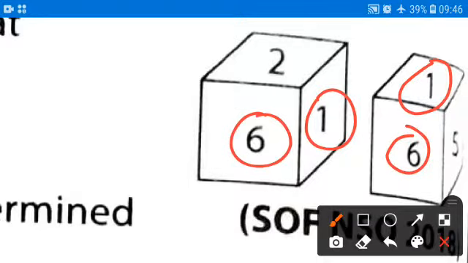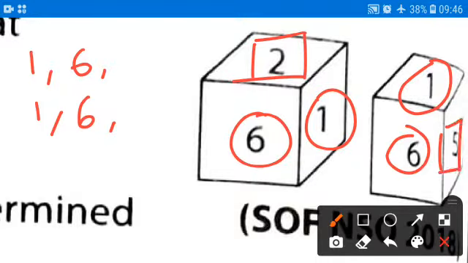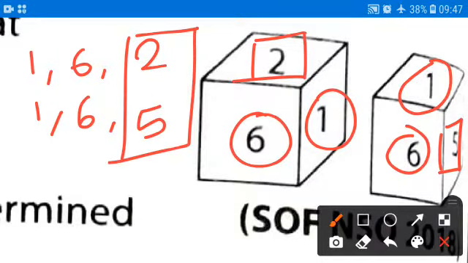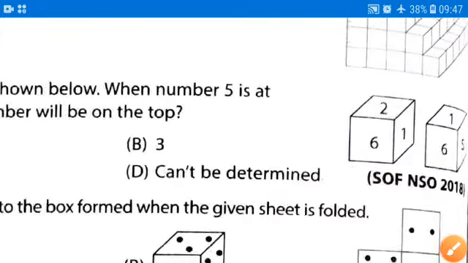In such type of questions, when we have two common faces, 1, 6, 1, 6, in the two different positions of dice, the remaining ones, this 2 and this 5, are opposite. 2 and 5 will be opposite. So we have been asked the opposite face of 5. So it is 2. So 2 will be the opposite face.